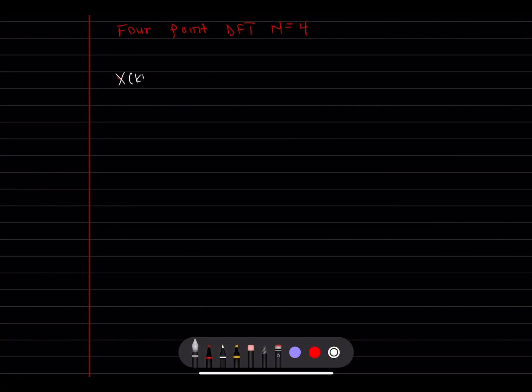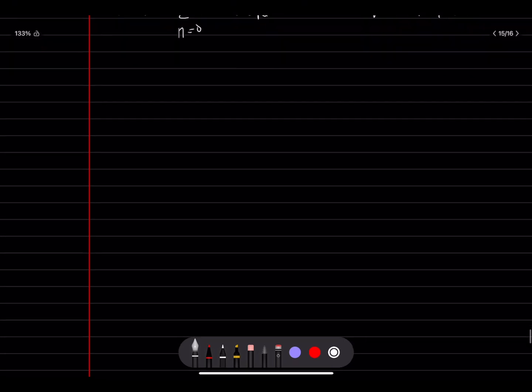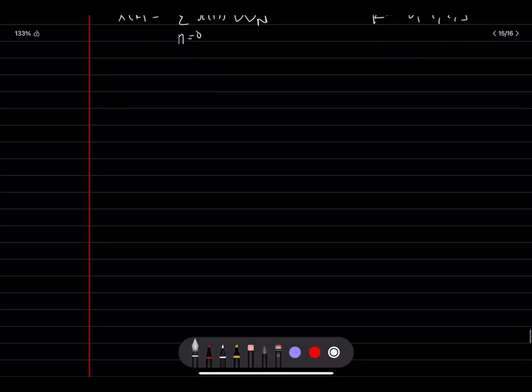to be equal to the summation of n equal to 0 to, let's say, 3 because 4 points, and then x of n. And as I said earlier on, the omega N here represents e to the j2 pi over N, right? And therefore, we are going to replace it as W_N^(nk). And as I said earlier on, k is equal to 0, 1, 2, and 3. So based on this, we can also form the linear combination equation out of it.